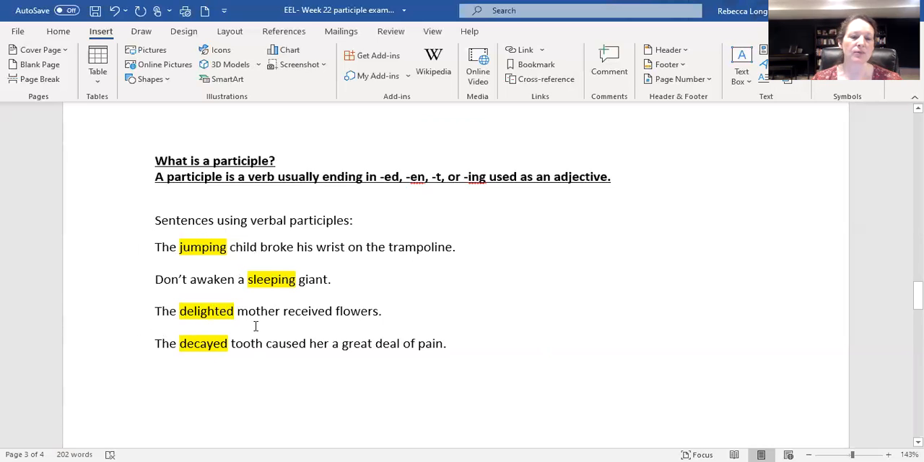The delighted mother received flowers. What kind of mother? A delighted mother. The decayed tooth caused a great deal of pain. What kind of tooth? Decayed. Again, if we took these words out of context, jumping, sleeping, delighted, decayed, we would say they are verbs. But in the context of these sentences, they're doing a different job. They're dressing up like adjectives. They're describing nouns. These are all descriptive adjectives. Those are participles.